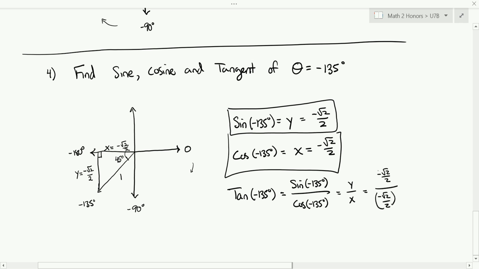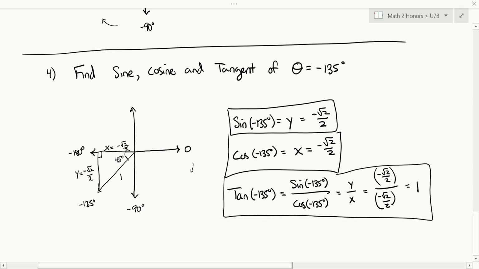And notice in this fraction, the numerator and the denominator match each other, right? So what's it going to equal? 1. Positive 1 or negative 1? Positive, right? So if I have 5 over 5, you know that's 1. These are weird numbers, or irrational numbers, but still works out the same way. So tangent is equal to 1. Okay?